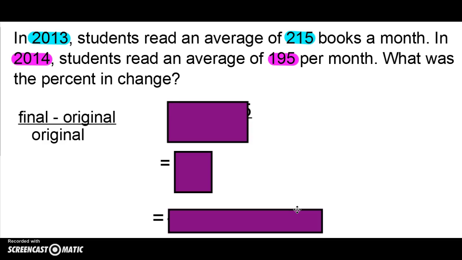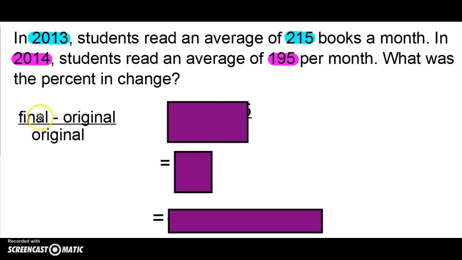All right, a new one. In 2013, students, so you can tell right away that's the original. 2013, students read an average of 215 books a month. In 2014, students read an average of 195 books per month. What was the percent of change? Well, I can tell right away in 2014, students read fewer books per month. And so we're going to see this is a decrease, percent of decrease.